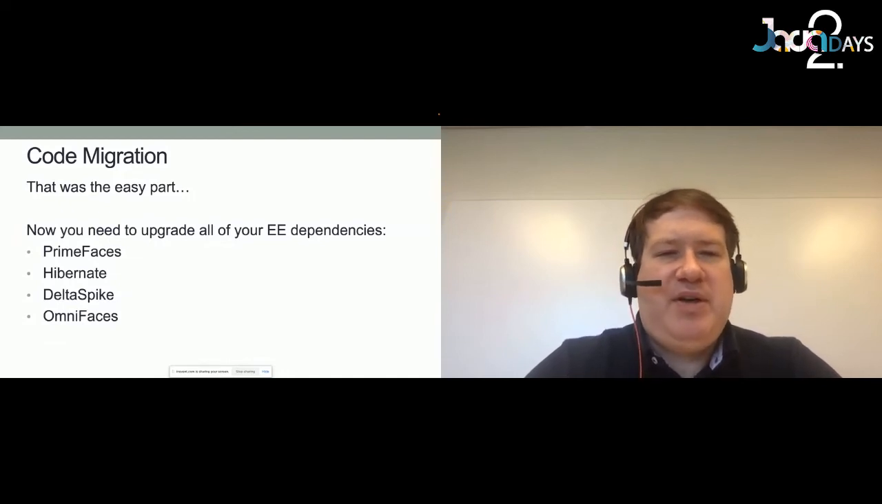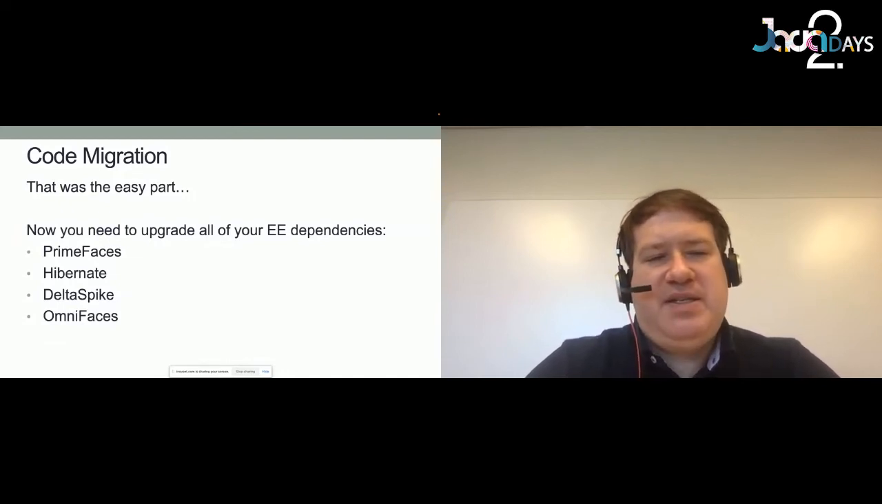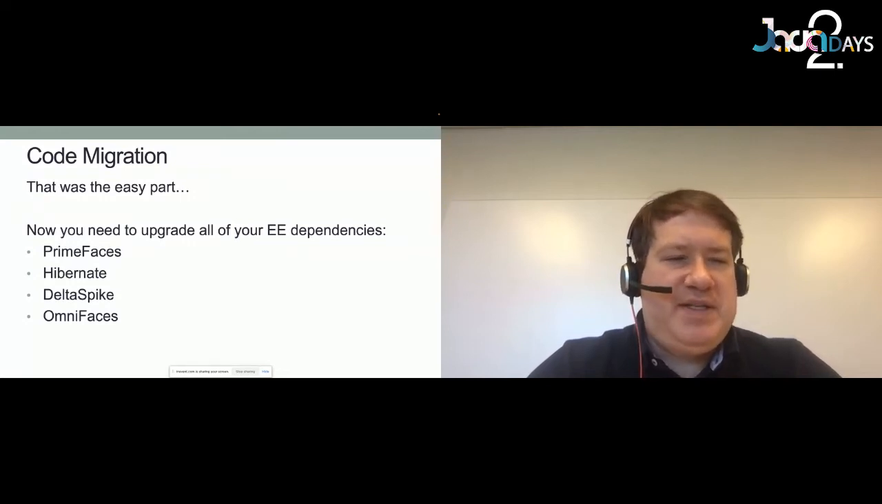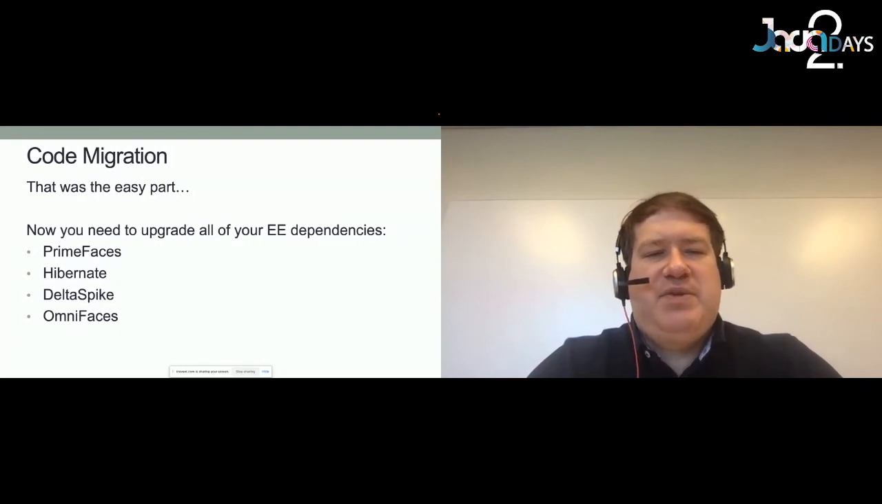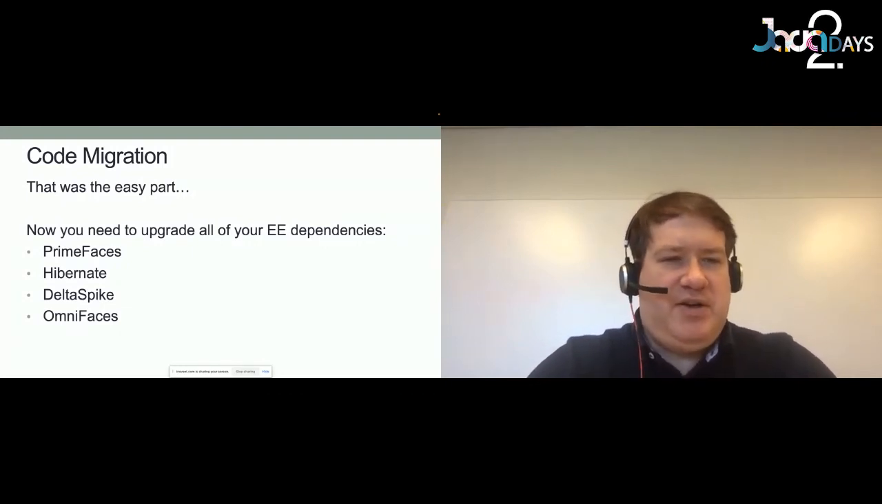Now the hard part is your dependencies, because your dependencies may also use Jakarta EE9 APIs. And so in the cases, if you're using things like PrimeFaces, Hibernate, DeltaSpike, OmniFaces, all of these are also impacted by the transition as well, which means that you'll need to move to the most recent releases of these to get onto Jakarta EE9.